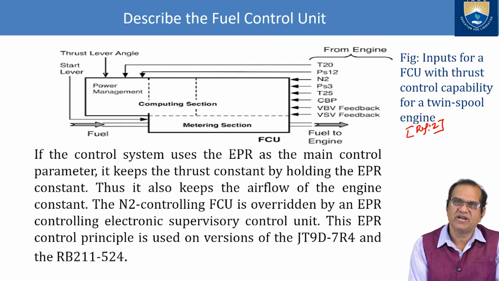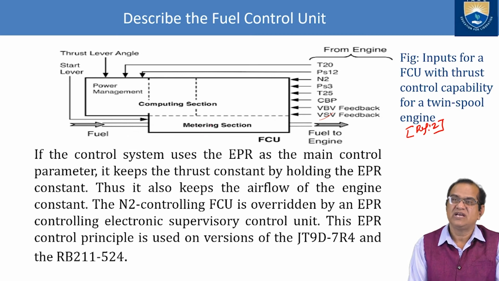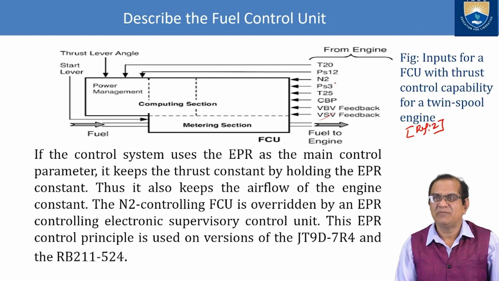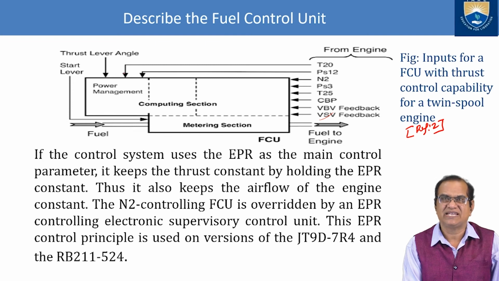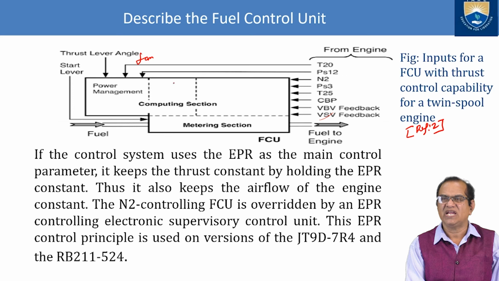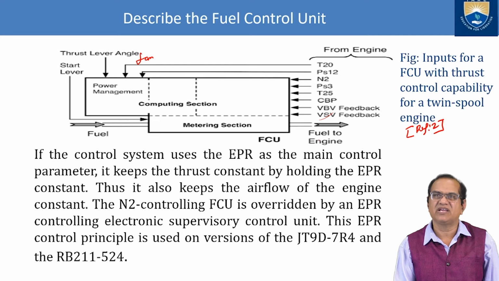Here we have the thrust lever, it will be operated, the start lever is operated, fuel is entering, and here is the metering, and it will go as per the demand from the engine. This T20, PS12, as per these parameters, this will measure and give to the metering devices. So this is called a fuel control unit. The main parameters are N2 and PS3, and T12 and T20 are at the inlet, near the fan. N2 is at the high pressure zone in the turbine, and PS3 also, and here we will get the feedback, and accordingly this will be given.